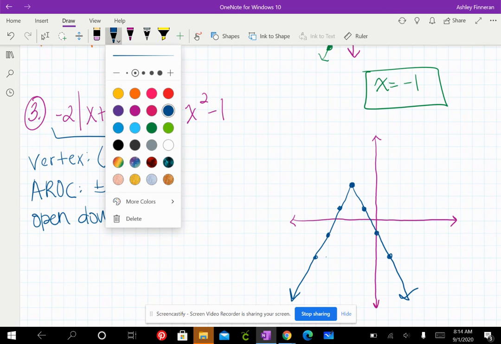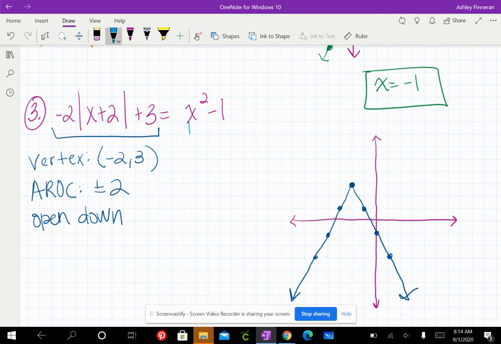Now let's move on to my quadratic. So my vertex of this is at 0, -1. It's going to open up, and there's not a vertical stretch. So I'm going to put my vertex at -1. I'm going to go over 1, up 1, over 1, up 1, over 2, up 4. So 2 squared, 1, 2, 3. Oh, look at that. Over 2, up 4.